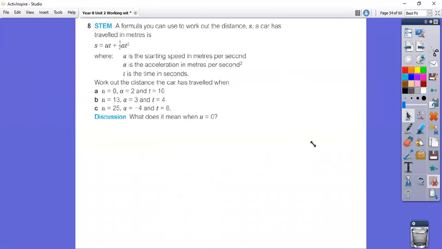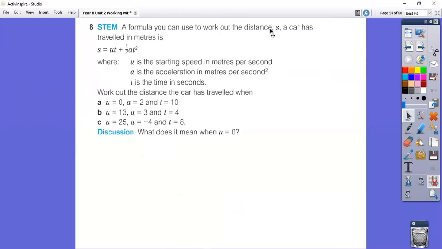And for question 8, there is a formula you can use to work out the distance S a car has travelled in metres. The distance is U times T plus a half times A times T squared. So U is the starting speed in metres per second, A is the acceleration in metres per second squared, and T is the time in seconds. So work out the distance. Again, you're just substituting these values into this formula to work out the distance S.